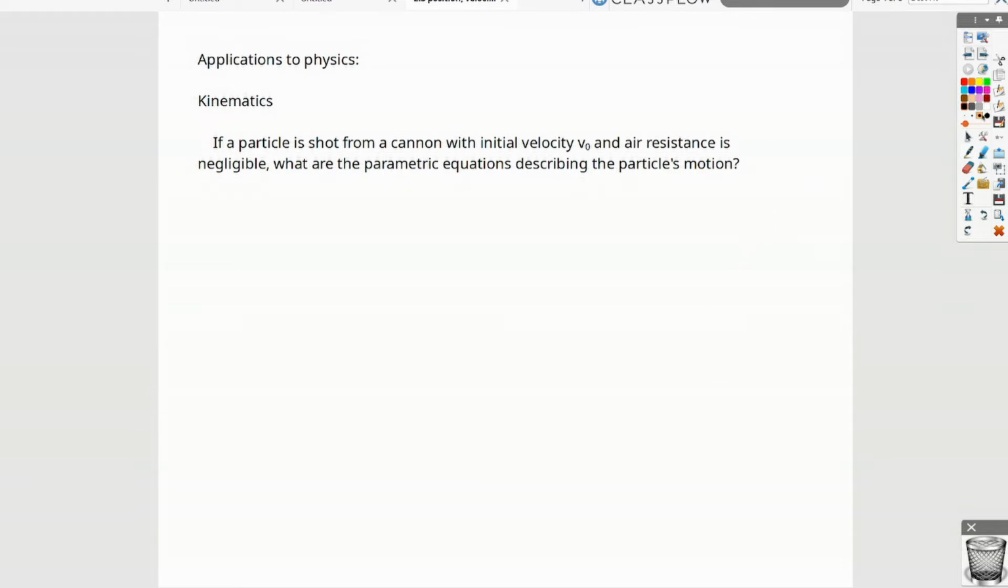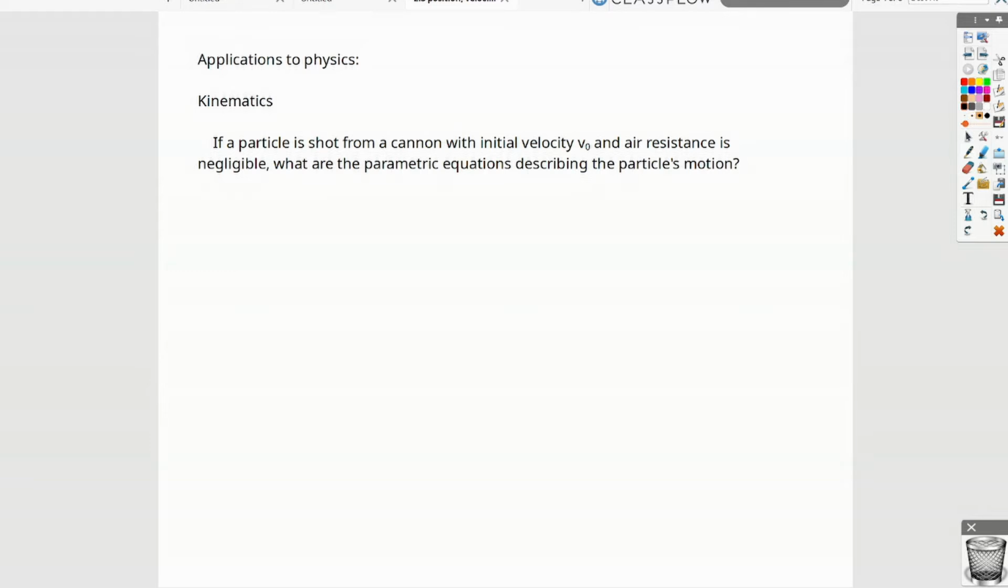Applications to physics. I didn't even know that I had this. I'm such a bad teacher. But anyways, if you've learned physics, mechanics already, or if you've learned physics 1, AP Physics 1, you should be pretty well versed in this form. But if you're not, then it's totally fine.